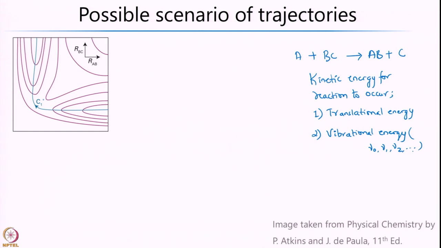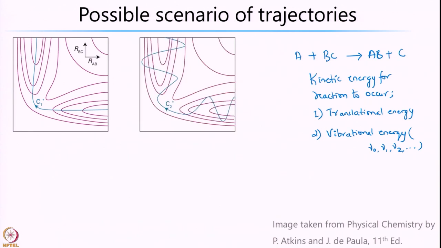And here what we said in the first case is that we have a starting material, that is BC, at equilibrium bond length interacting with A, and that would give rise to the product as shown here. So, now let us look at a scenario where the kinetic energy is broken down into these two parts.